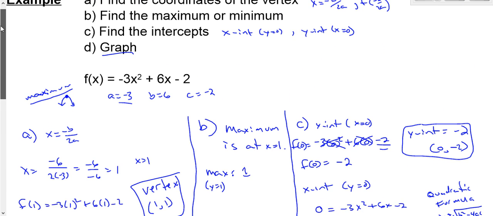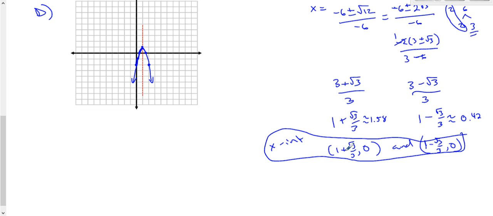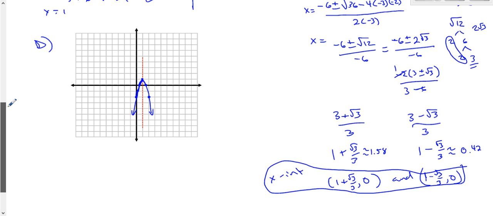So I did part A. I found my vertex at (1, 1). I had a maximum at the value of 1. My y-intercept was (0, -2). My x-intercepts were (1 plus the square root of 3 over 3, 0) and (1 minus the square root of 3 over 3, 0). And then I had my graph. Okay, and that's it for 3.5 day 1.